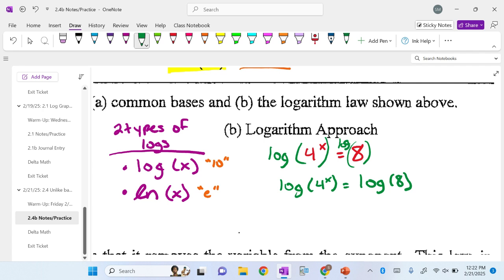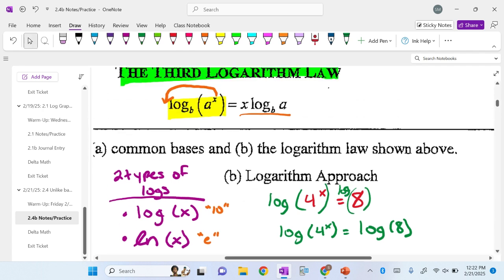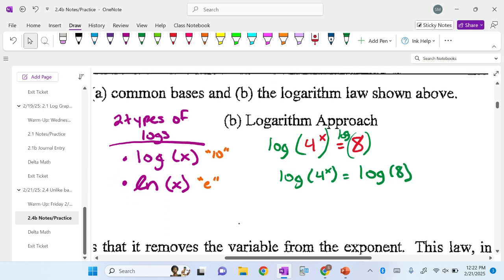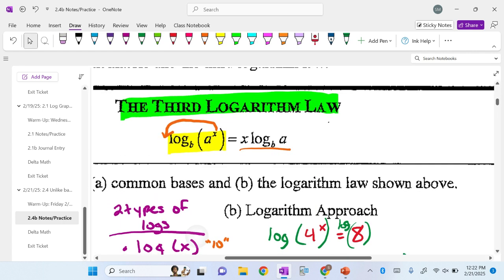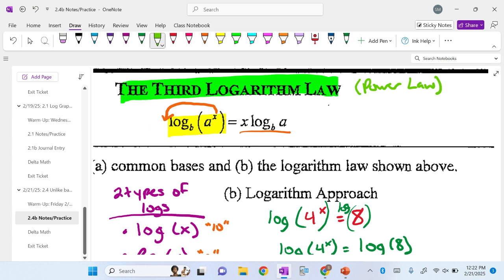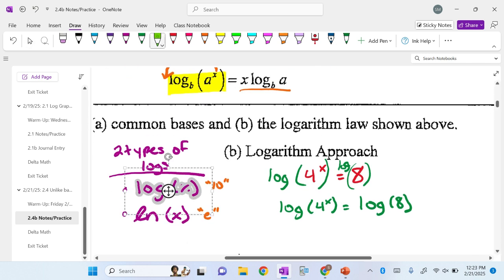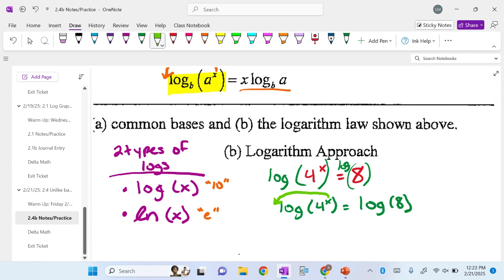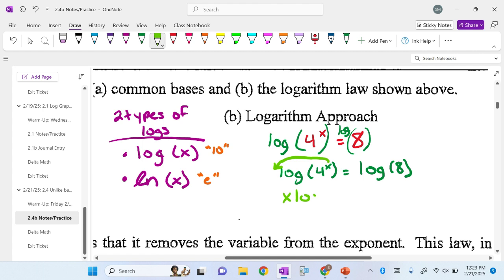And again, I'm using common log for this one. Now, through our new rule that we just learned, our goal is to get the x out of the exponent. So, given our new rule, which is the third logarithm law, or the power law, if you want to call it that, we can take this x and move it to the front of the log, and now it's outside of the exponent. So this would be x log of 4 is equal to log of 8.